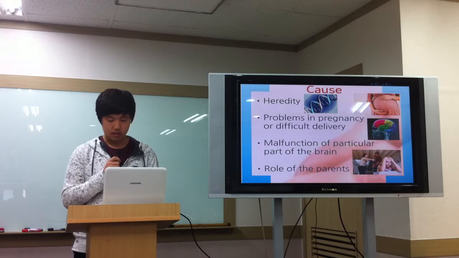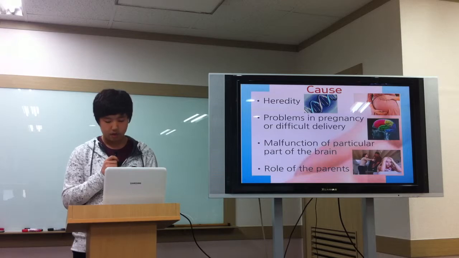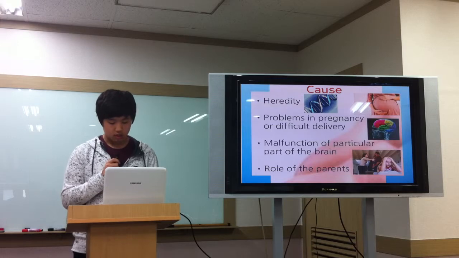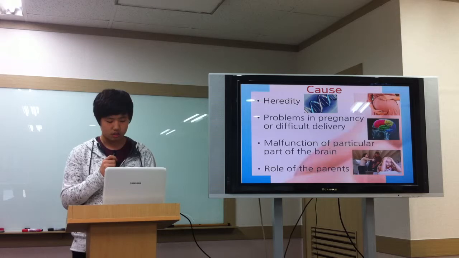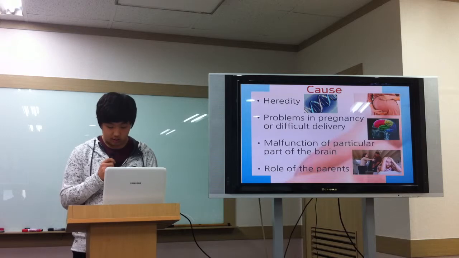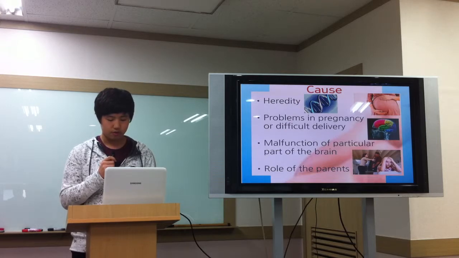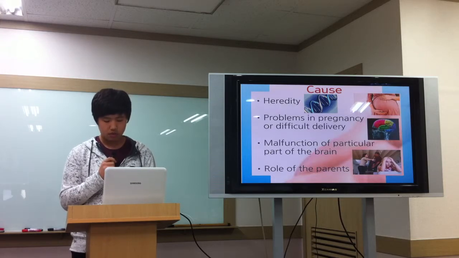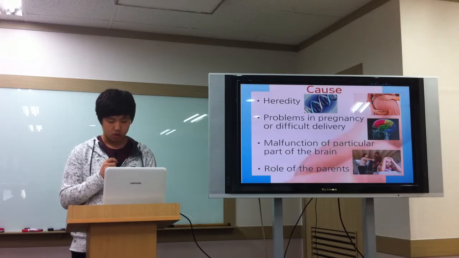Next is the cause. The exact cause of Asperger's syndrome has not yet been found, but there are several factors that have the possibility of being one. First is heredity. According to some researchers, fathers have some contribution to their children's illness, although no specific gene has yet been identified. Next is problems in pregnancy or difficult delivery. A few ASD cases have been linked to exposure to teratogens during the first 8 weeks from conception. Obviously, malfunction of a particular part of the brain is one.